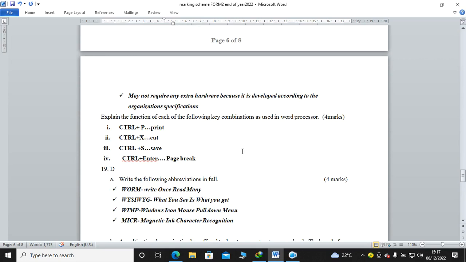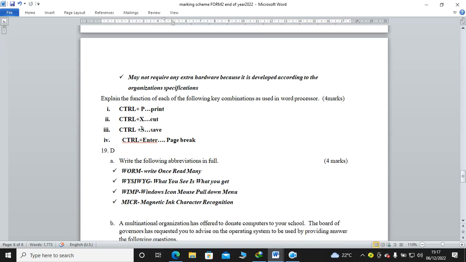Explain the function of each of the following key combinations as used in word processor. 4 marks. What do you think when we do Control P? When you do Control P, what does it do? Control P is used to print. Control X is shortcut for cut. Control S is shortcut for save. Then from there, we can also check the other question.